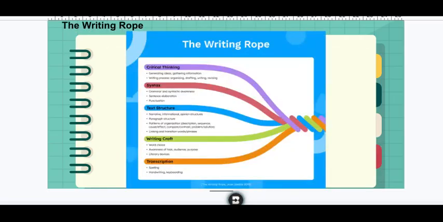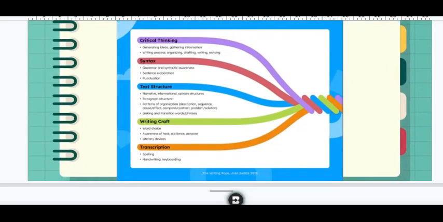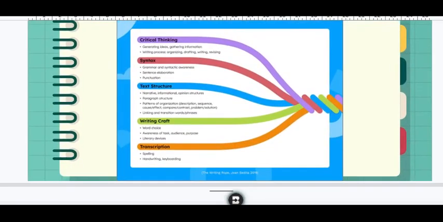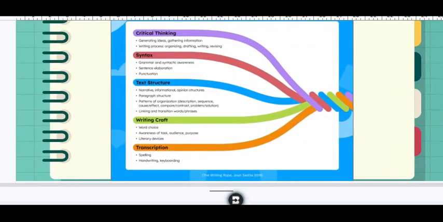And just like we have a reading rope, there's also a writing rope. And it's really important that all of these components are embedded into your writing instruction. And just like you can see from this writing rope, all of these components really work together. We have our critical thinking. We have generating those ideas, gathering information. We have that writing process, which we're going to talk about, POWER, in a little bit. When we think about syntax, right, we're thinking about how we put words together to form sentences. And to support us with that, we have our grammar concepts and skills. We have our punctuation. We have to be able to elaborate on sentences. We think of text structure.